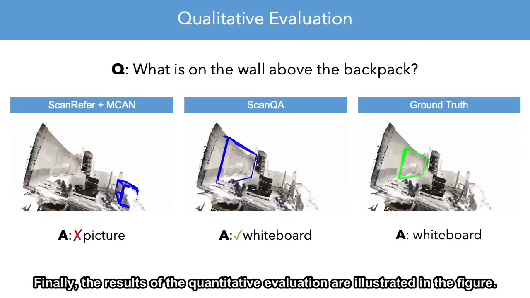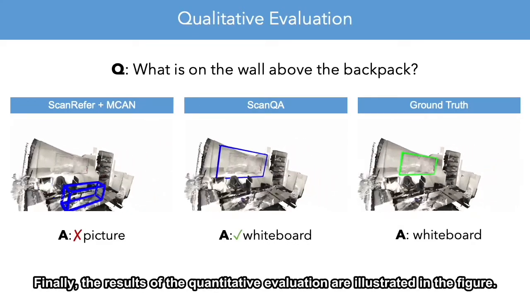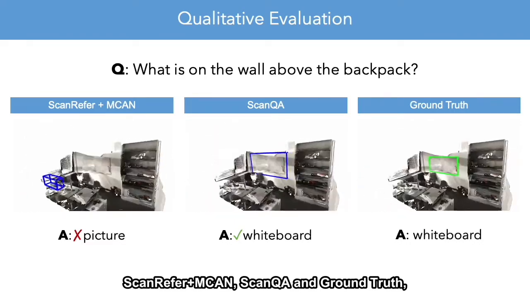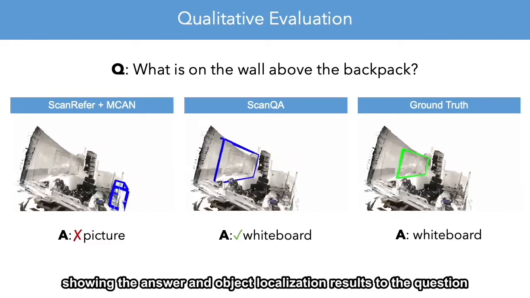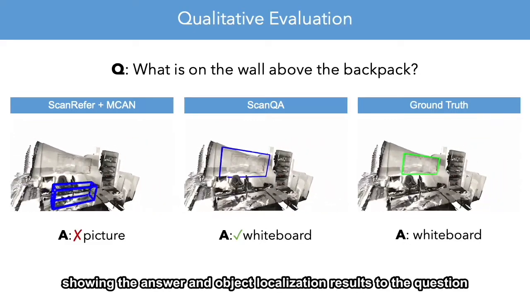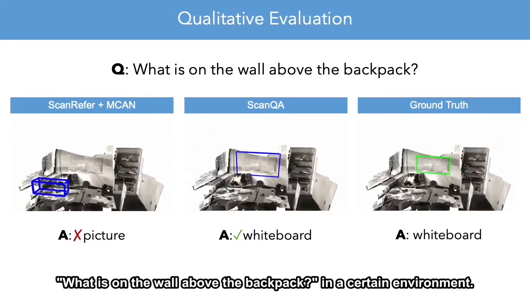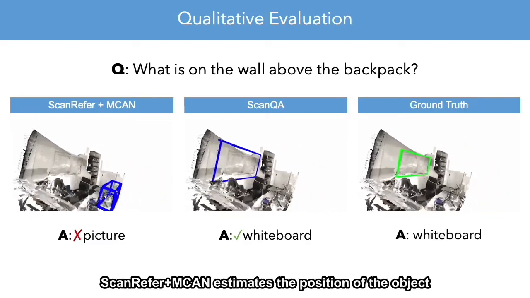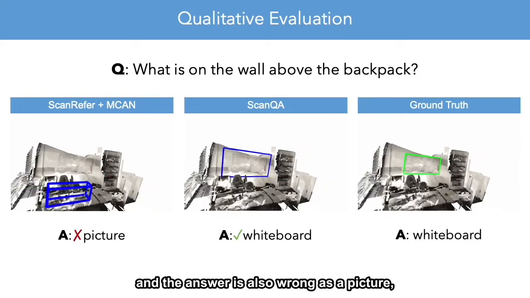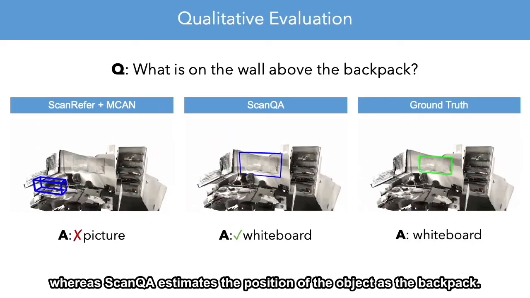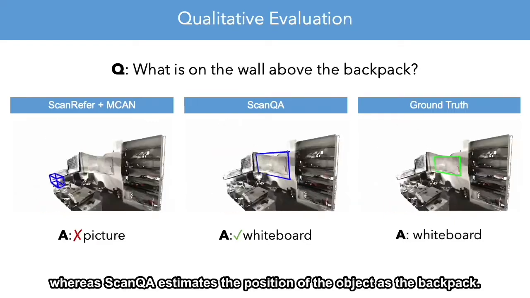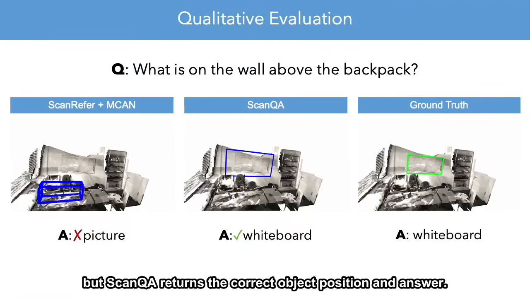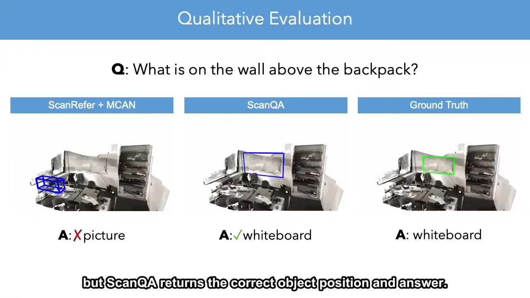Finally, the results of the qualitative evaluation are illustrated in the figure. From left to right, they are the results of ScanRefer plus MCAN, ScanQA, and ground truth, showing the answer and object localization results to the question, what is on the wall above the backpack, in a certain environment. ScanRefer plus MCAN estimates the position of the object as the display on the desk, and the answer is also wrong as a picture, whereas ScanQA estimates the position of the object as the backpack. The bounding box is slightly off from the correct value, but ScanQA returns the correct object position and answer.